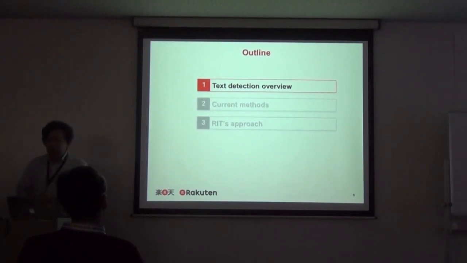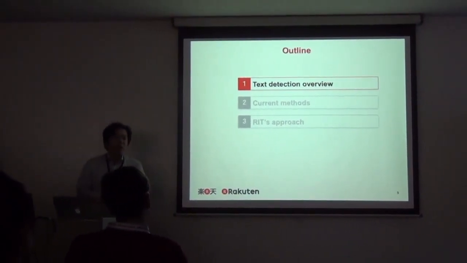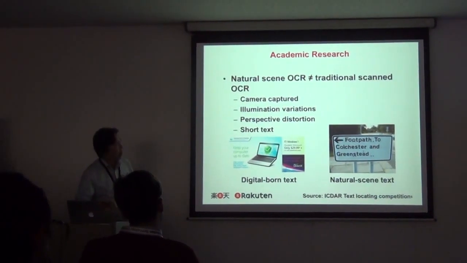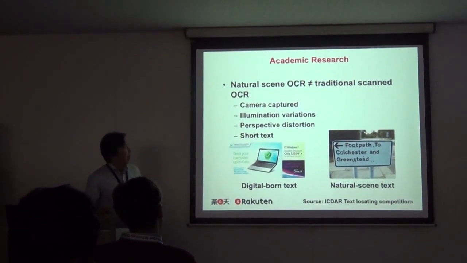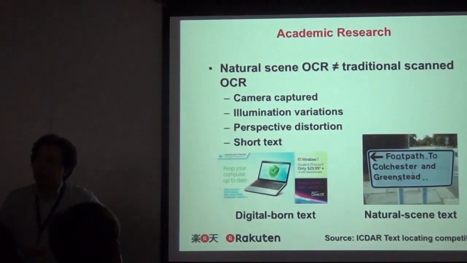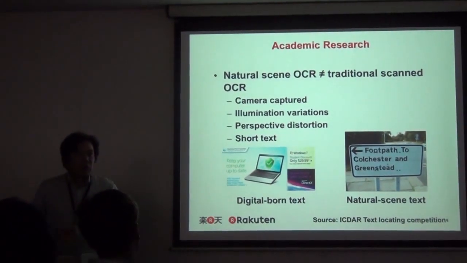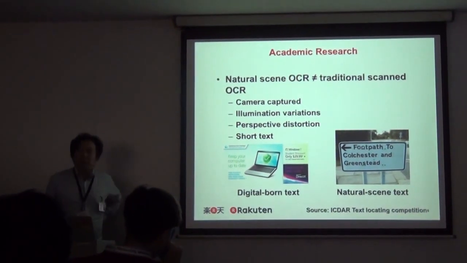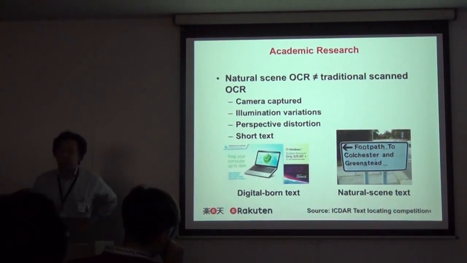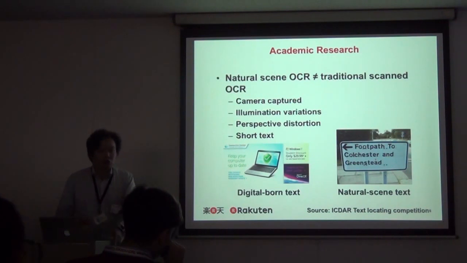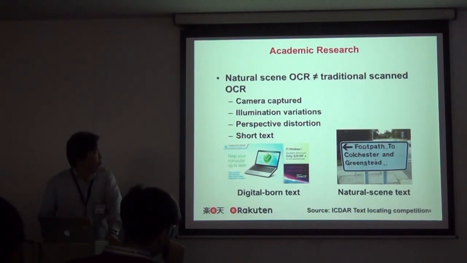So in the academic area, text detection has been a long-term research topic, starting from traditional scan OCR, which tries to scan documents by flatbed scanner. But today's text detection is different. Because of the popularity of imaging devices such as mobile cameras, the images might include illumination variations and perspective distortion, and then the text would be shorter.